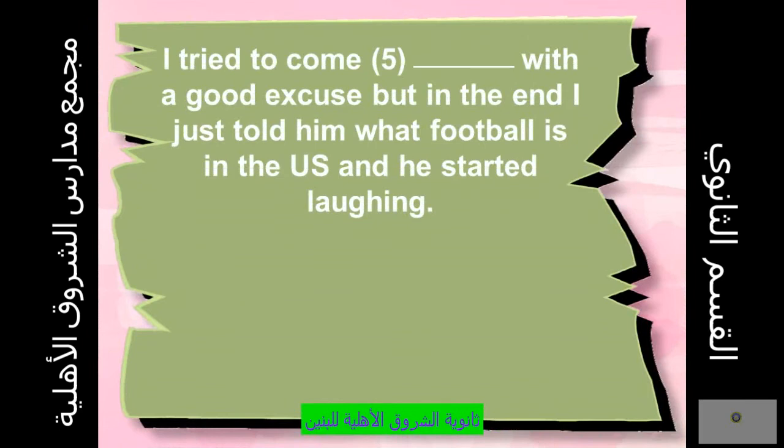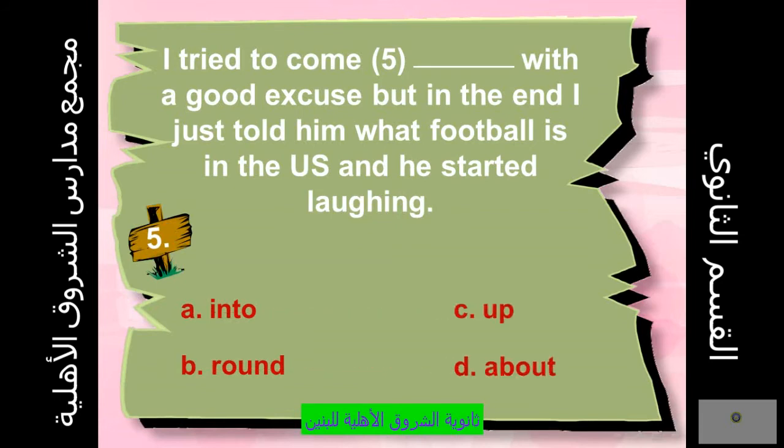I tried to come up with a good excuse, but in the end I just told him what football is in the US and he started laughing. I tried to come into, round, up, about? The right answer here is I tried to come up with a good excuse, which means I tried to make up a good excuse or get a good excuse for not going to the match.